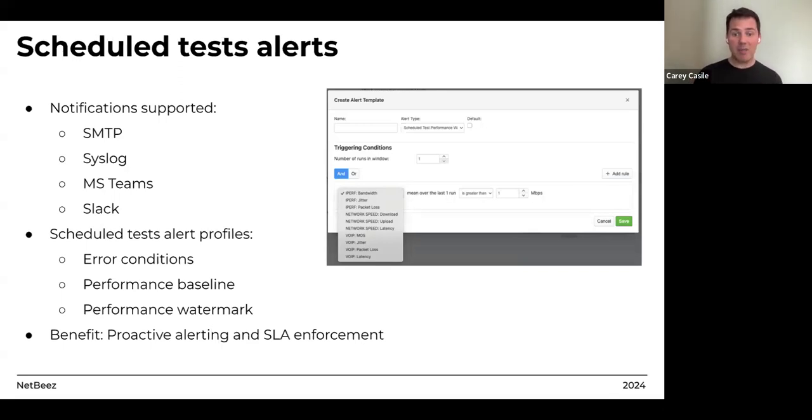So now in real time, you're able to be proactive about when the iPerf, network speed and VoIP tests are reaching conditions not to your liking. And how you'll be notified would be SMTP, so you can get an email, syslog, MS Teams, and Slack is all supported for these scheduled test alerts. And the different alerting profiles, error conditions, how many tests have errors out of the past so many tests, and then also performance. So we have critical alerting, and we also have performance-based alerting as well with baseline and watermark as well. With that, I'm going to jump into the demo.